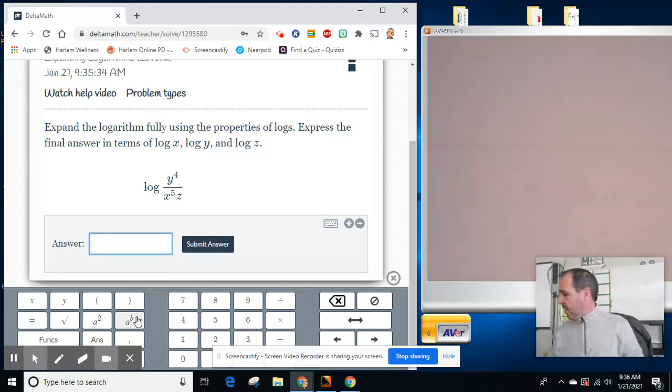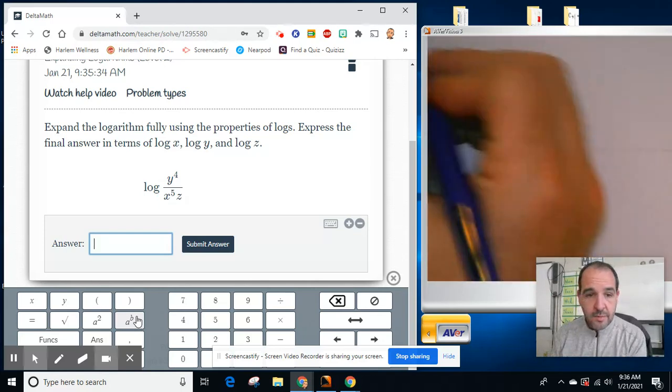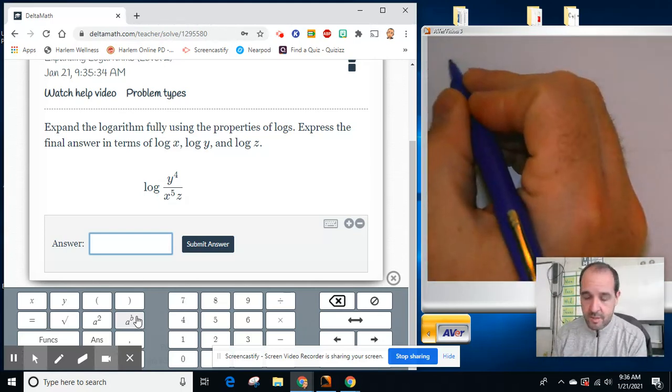Okay, let me get the calculator out of the way. We don't need it anymore at this point. At least I don't think we do. So expand, we talked about expand earlier. Oh, help if I'm in the screen.